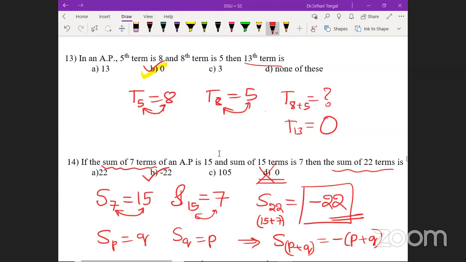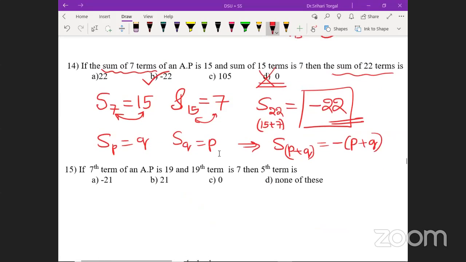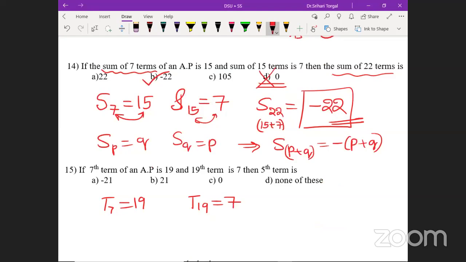Next. Got it? If a seventh term of an AP is 19, 19th term is 7. If they ask you to find out 19 plus 7 or T28, then it is 0.